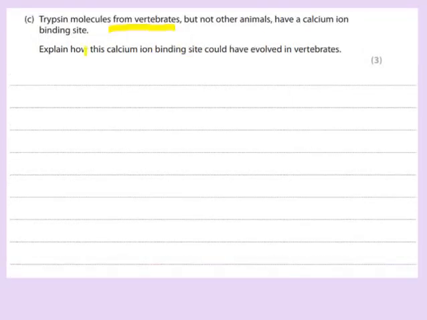And the final question. Trypsin molecules from vertebrates, animals with backbones, but not other animals, have a calcium ion binding site. Okay, remember trypsin's an enzyme and we're finding out that they have a binding site for calcium. Explain how this calcium ion binding site would have evolved in vertebrates. Okay, so again, I'm checking whether you understand the process of evolution. Do not get discouraged by the fact that it's for a particular enzyme. The story is still the same as it would be for evolution, and there are 3 marks here.